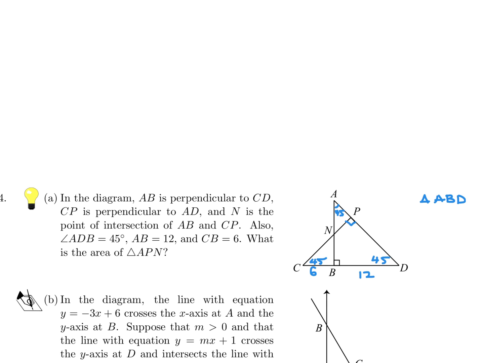Anything else? CB. Well, this is a right angle right here, so that's 45 degrees also. So therefore another isosceles triangle, NB would also be 6. And since AB is 12, AN would be 6. Okay, so I think that's about as far as that goes.